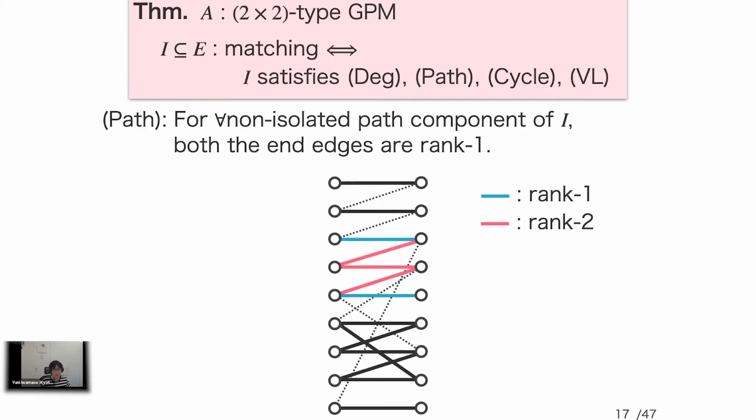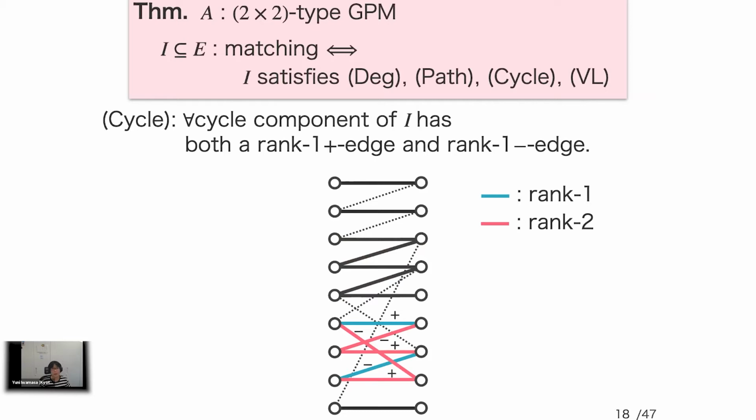Then the path is a condition on path components. For any non-isolated path component, or any path component with length at least 2 of I, both end edges here and here are rank 1. This is a path component, a path condition.